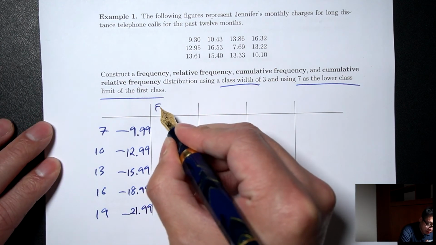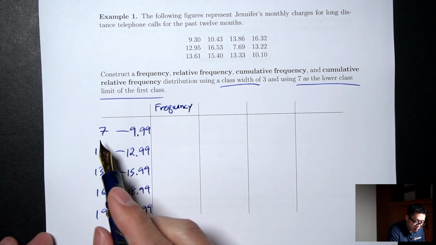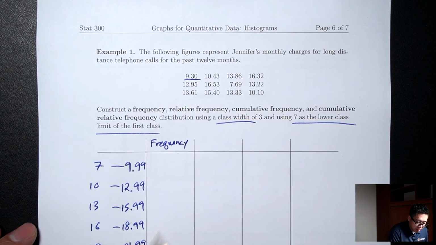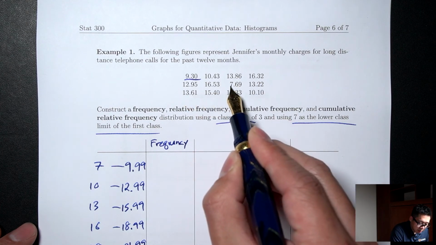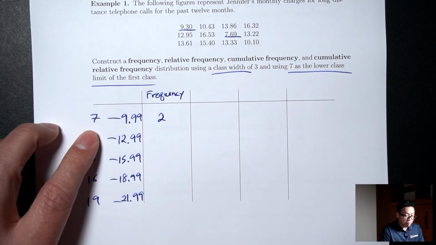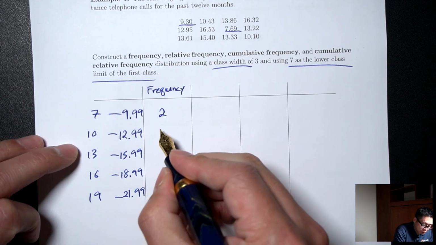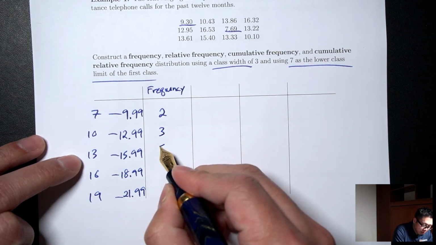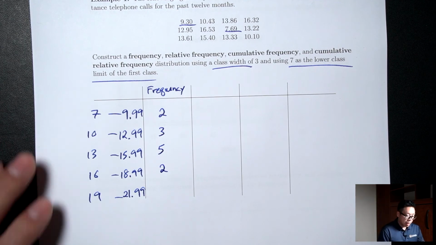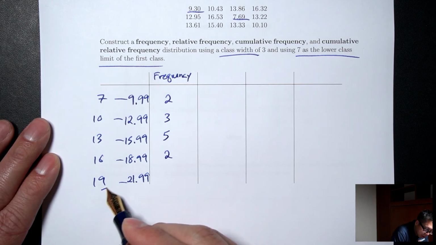And then I need to do my frequency. Frequency is just going to count how many are between 7 and 9.99. So we're going to count. That's between. That's between. And I think that's it. So there's 2 numbers between 7 and 9.99. And then let me tell you the other ones. There's 3 between 10 and 12.99, 5 between 13 and 15.99, and 2 between 16 and 18.99. And it turns out that we didn't have any data that's between 19 and 21.99. So we actually didn't really need that one anyway.